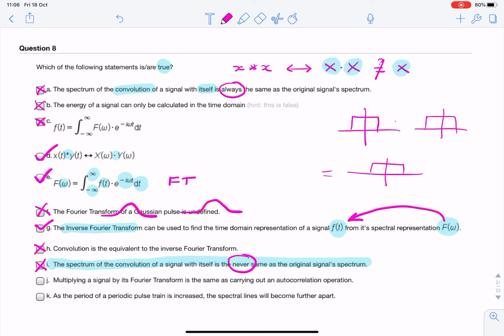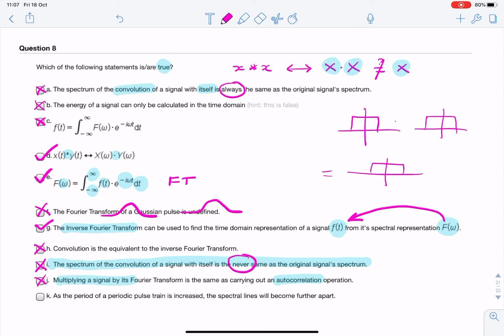J, multiplying a signal by its Fourier transform is the same as carrying out an autocorrelation function. So multiplying by its Fourier transform, that means x times x, or x of t times x of omega. We would never do that. You would never multiply time domain and frequency domain. And certainly it has nothing to do with autocorrelation, so that's clearly not true.